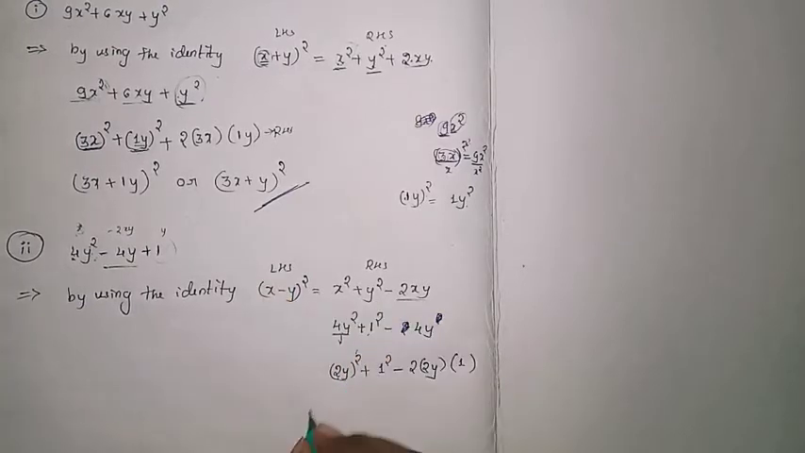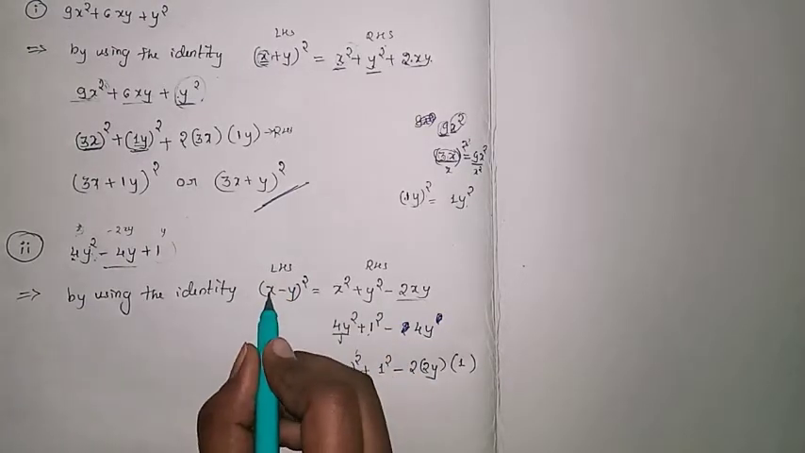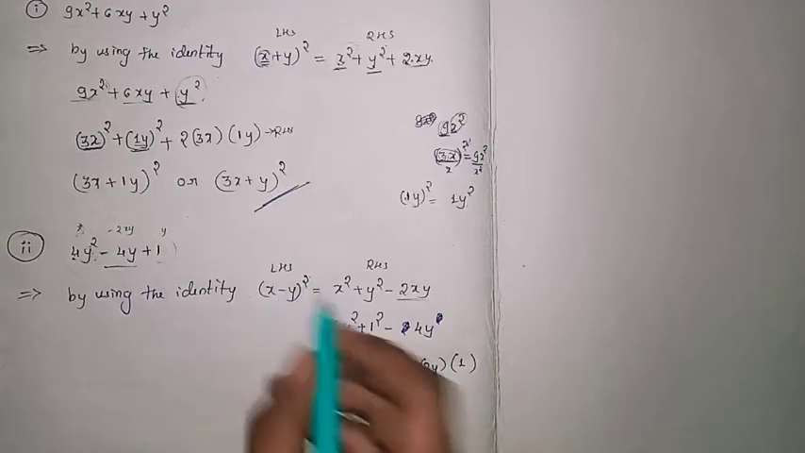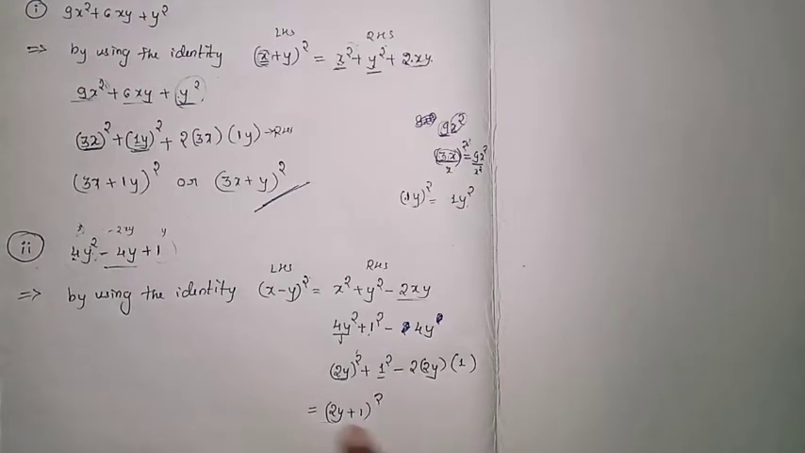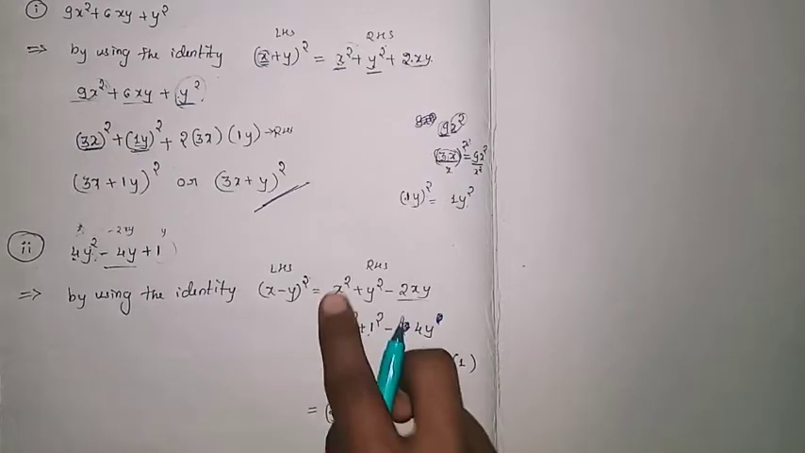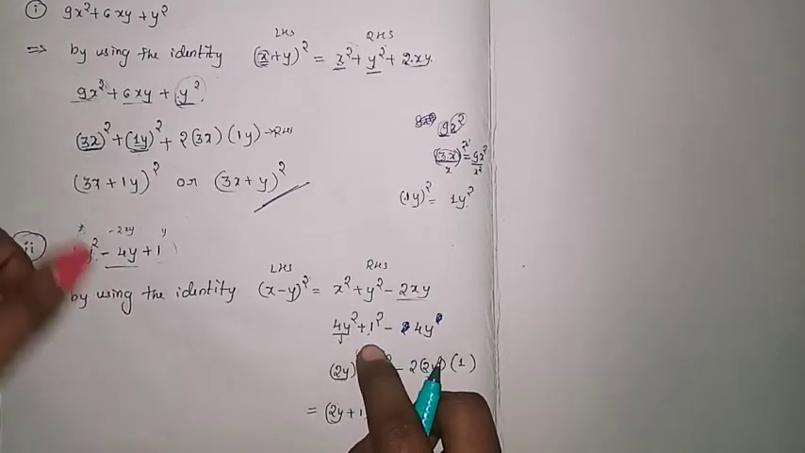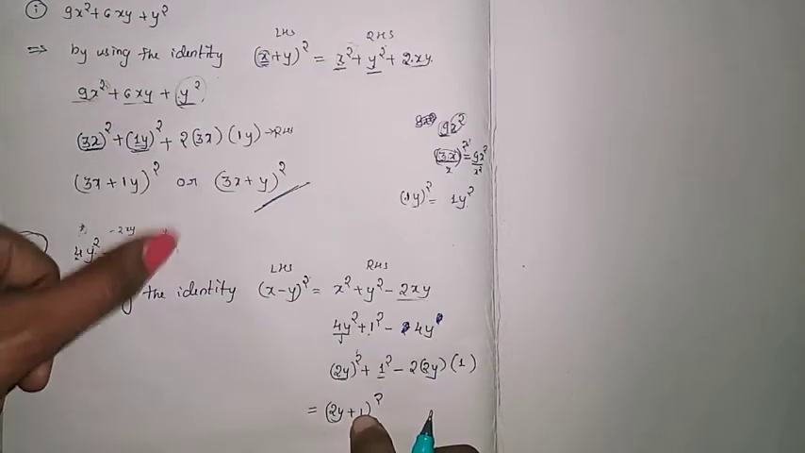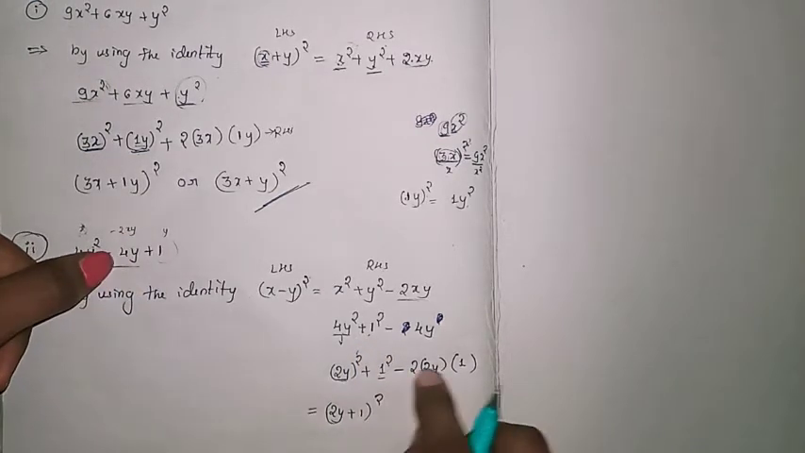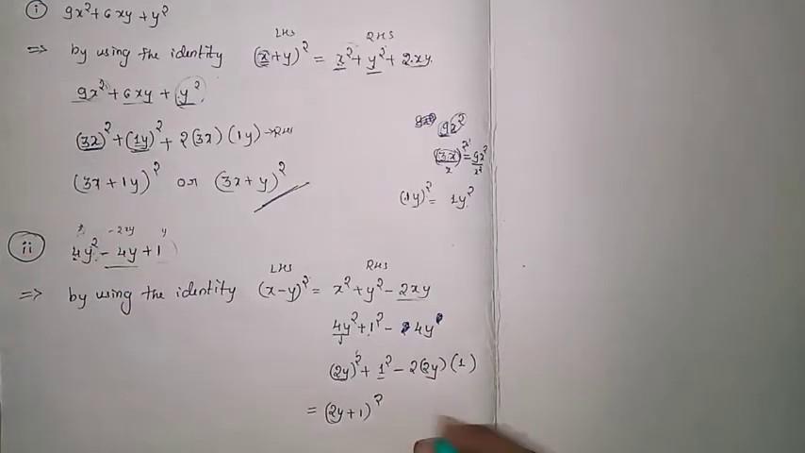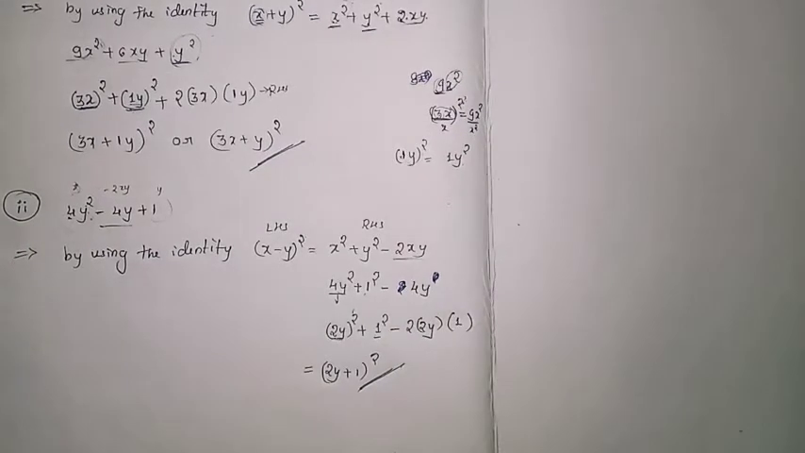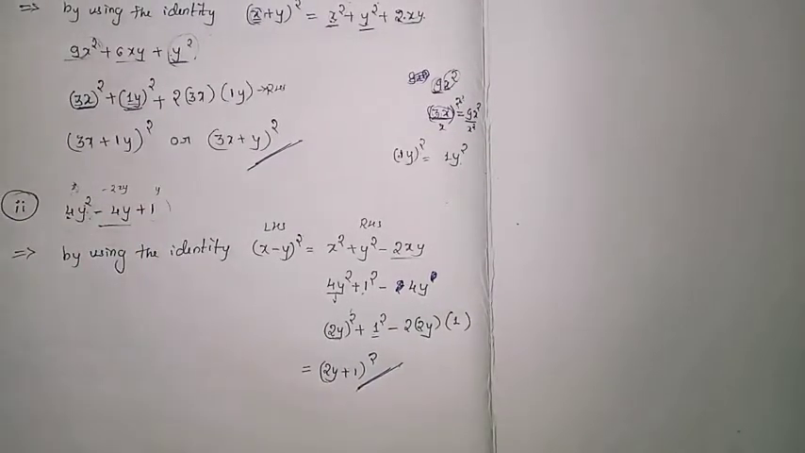Now we have to write the LHS. So what is the LHS term? x minus y whole raised to square. Which is the x term here? That is 2y. Which is the y term here? That is plus 1 whole raised to square. Now you check the formula: 2y square, 2 square is 4y square. Then 1 square, so that is 1 square plus 2 into 2y into 1, 2 into 2 is 4, minus is there, so 4y. That means our answer is right. So 2y plus 1 is the expansion of this term.